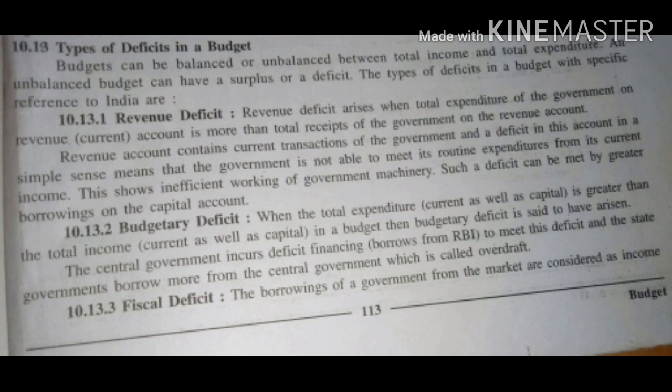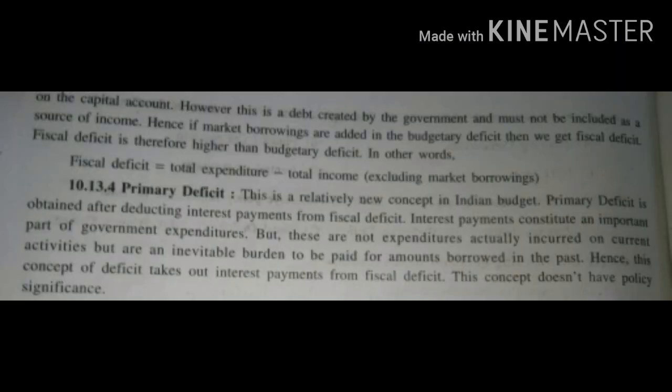Third is fiscal deficit. When the government's total expenditure, that is planned and unplanned, is more than the government's revenue income and capital income, fiscal deficit arises. To meet this, the government borrows advances from the market. It is called capital income, but in reality it is the government's debt. So fiscal deficit is equal to total expenditure minus total income. Here we exclude the market borrowing.